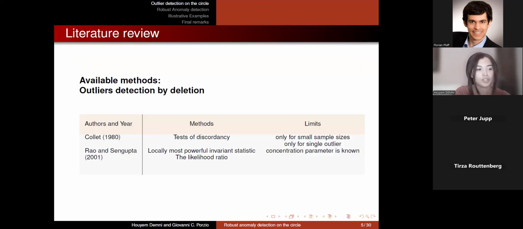Within the literature, several methods for outlier detection on the circle have been proposed. For instance, Collett introduced some tests of discordancy, but those tests are suitable only for small sample sizes, and they are able to detect only the presence of one single outlier, while Rao and Sengupta proposed the locally most powerful invariant statistic and the likelihood ratio, under the assumption that the concentration parameter is known.